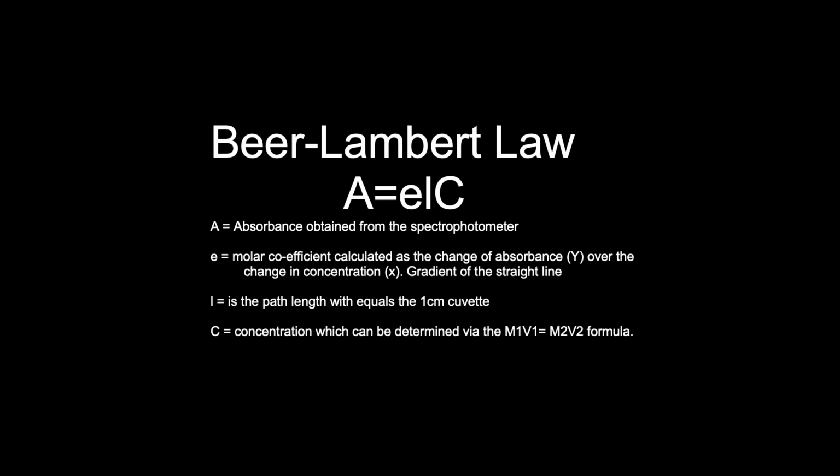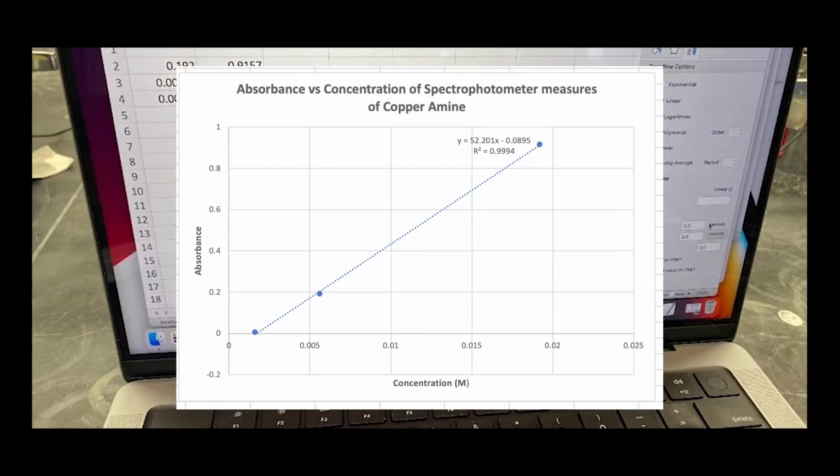L is the path length of the cuvette, which is 1 centimeter, and C is the measure of concentration, which can be determined through the equation M1V1 equals M2V2 if the concentration of the stock solution is unknown. From the plotted graph, it is easy to identify that the relationship between absorbance and concentration is linear.